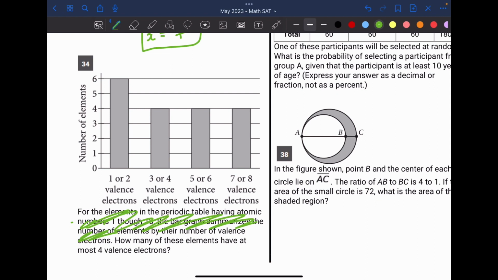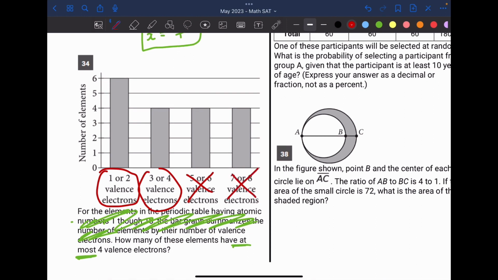And then the actual question says, how many of these elements have at most, which is a keyword here, at most 4 valence electrons. So we have 1 or 2 valence electrons here. We have 3 or 4, 5, 6, 7, 8. Since we are asked to have at most 4 valence electrons, 5 or 6 we don't care about, 7 or 8 we don't care about, because these are too much. If you want at most 4 valence electrons, you can have 1, 2, this is valid. You can also have 3 or 4 because you still didn't pass 4, so we are good. Basically, you want to find out how much these add up to. So how many elements have 1 or 2 valence electrons? We have 6.